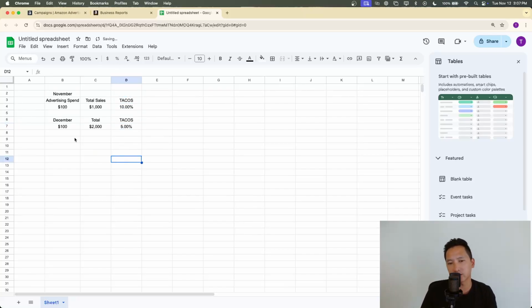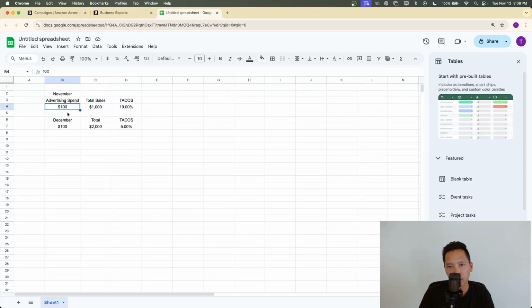And so the reason why this is important is perhaps that $100 you spent in November helps you get a better organic ranking, or it helps you reach new customers who are then buying multiple times. This total sales number can totally be impacted by the amount of advertising you spent in previous months. And so what a lot of brands and sellers like to use is the TACoS metric to better understand the effectiveness of your ads.